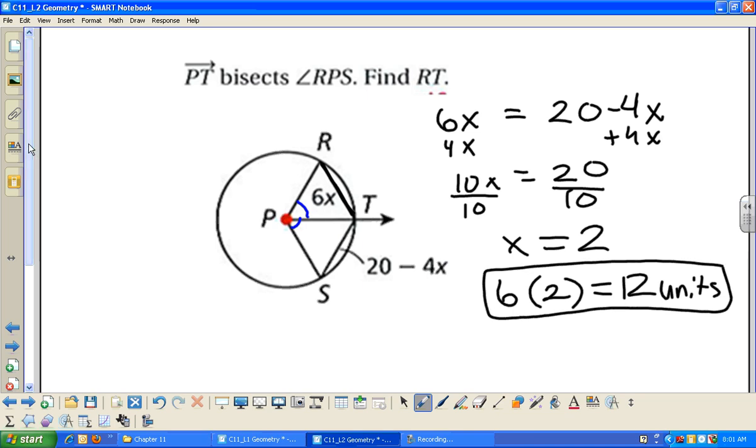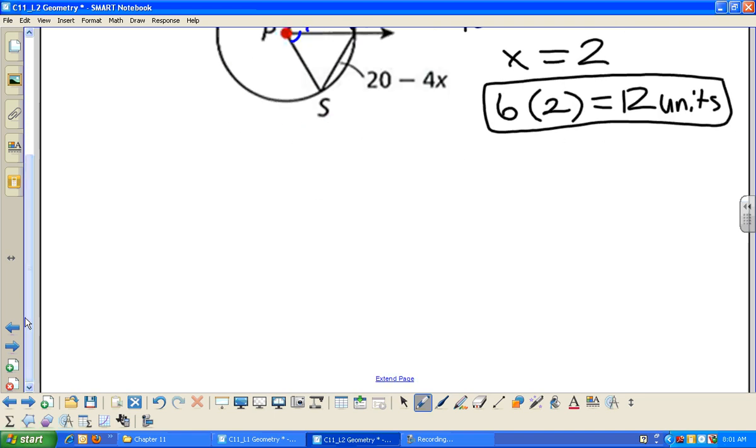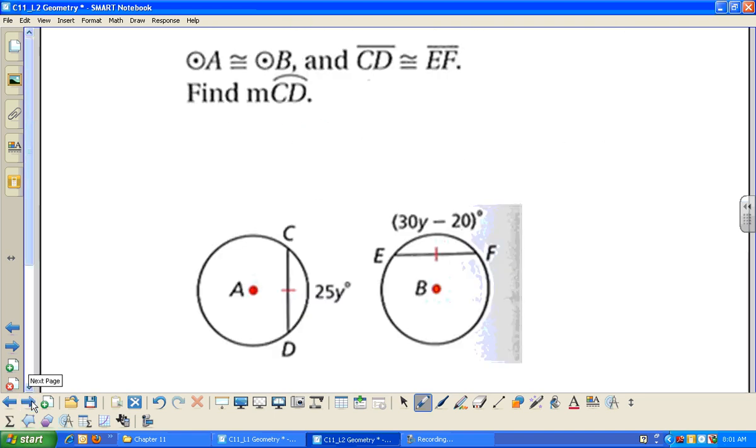You should try the next example by yourself and compare it to my answer. It says these two circles are congruent, and CD is congruent to EF. So the two chords are congruent. That means the two arcs will also be congruent, and it gives us the arc measurements. So arc CD will be congruent to arc EF, and I'm looking for arc CD.